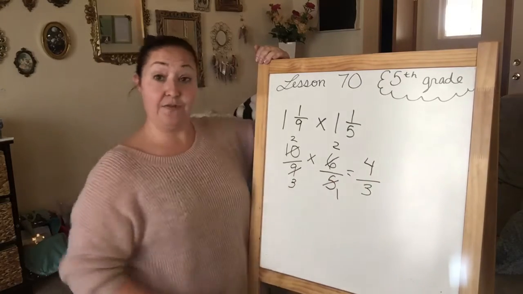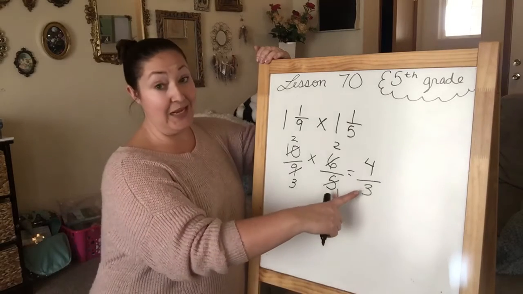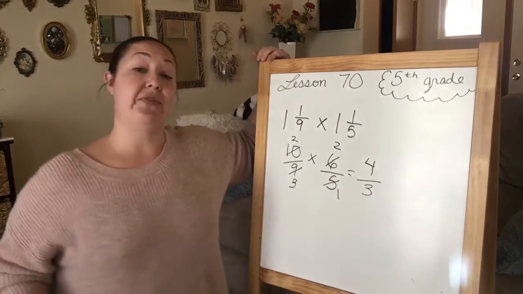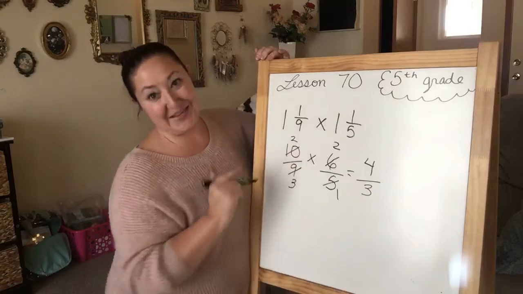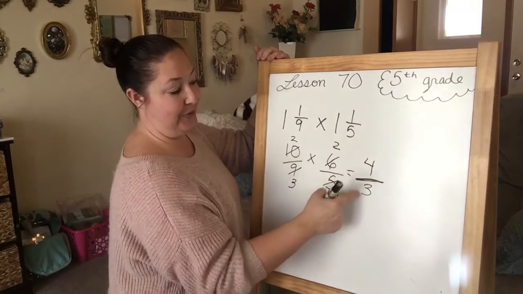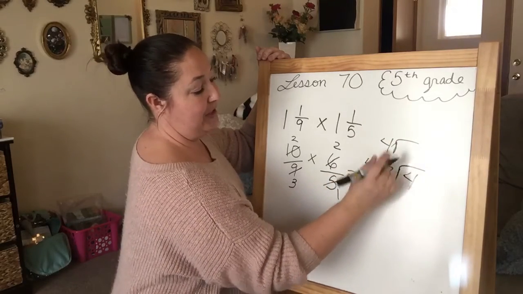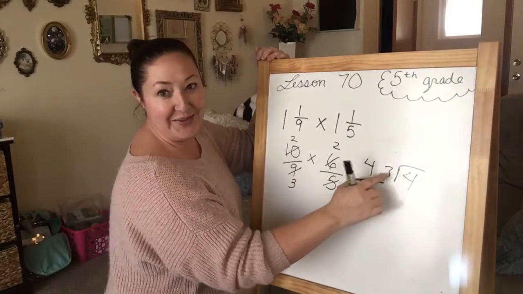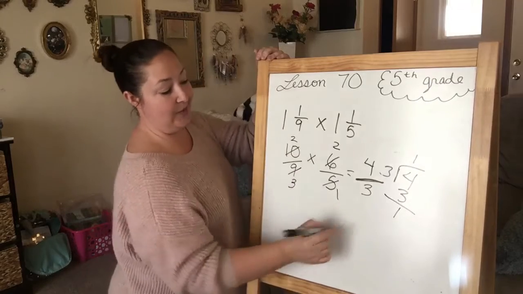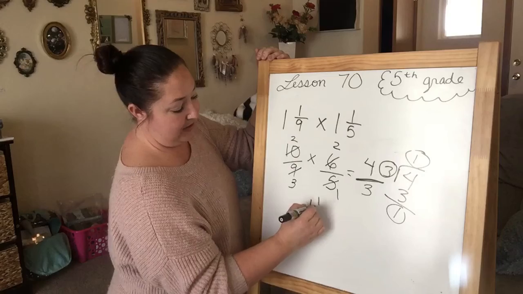Now, can we leave this answer 4/3? No. Why? Because it's an improper fraction, and we cannot have an improper fraction be our answer. What do we have to change it to? A mixed number. Right, how do we do that? 4 divided by 3. 3 goes into 4 one time with a 1 left over. So what is that? 1 and 1/3. So our answer is 1 and 1/3.